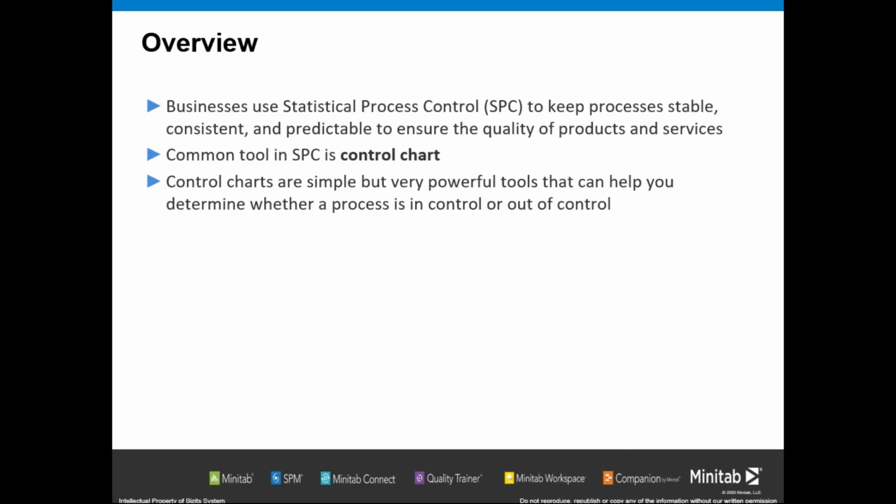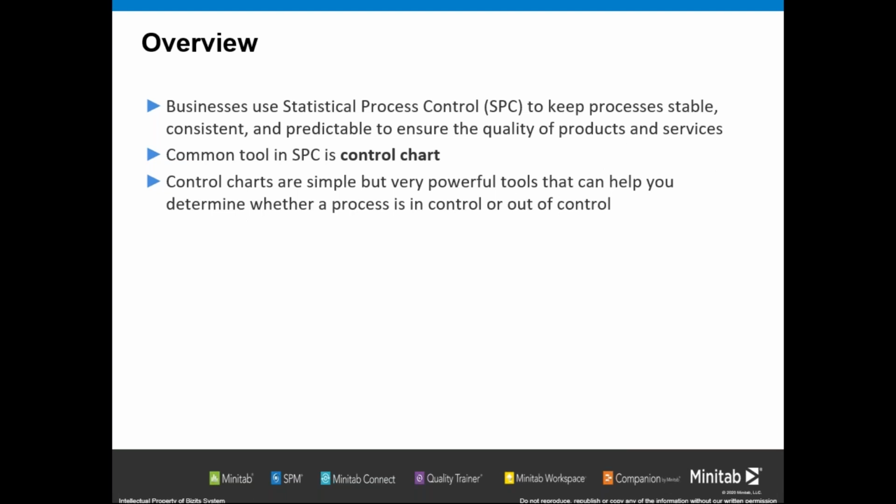Okay. So businesses use statistical process control, or we call it SPC, to keep the process stable, consistent, and predictable to ensure the quality of products and services. Let's say you joined our last two months' webinar about the Xbar-R, maybe this one is a continuation after your data, your process data is reliable, your measurement data is reliable, so you can go for the control chart. Okay, the common tool inside SPC is a control chart.